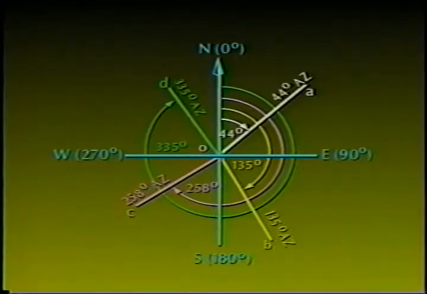In this sketch, the line N to S is the meridian. Line O to A has an azimuth of 44 degrees. Line O to B has an azimuth of 135 degrees. Line O to C has an azimuth of 258 degrees. And line O to D has an azimuth of 335 degrees.